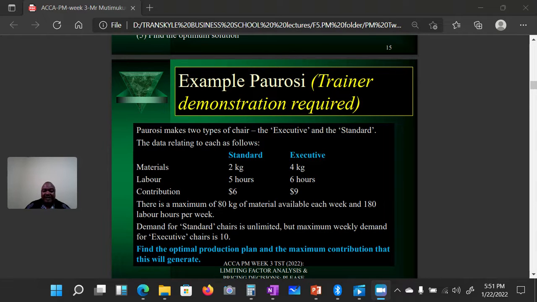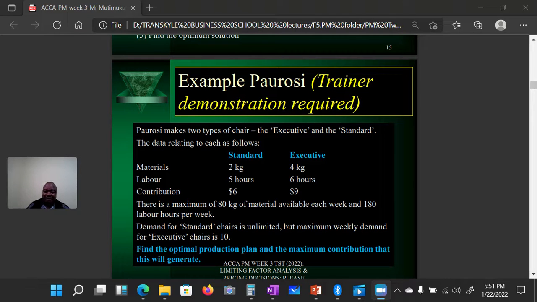All right, and the reason why we included linear programming in the limiting factor analysis is that it helps us to make the computations as fast as possible and in a more accurate manner, where we are involved in a situation where potentially there are two or more constraints. So this is why we need the technique of linear programming. So the Example Paurosi is going to actually help us understand more about this linear programming. So there are certain rules.